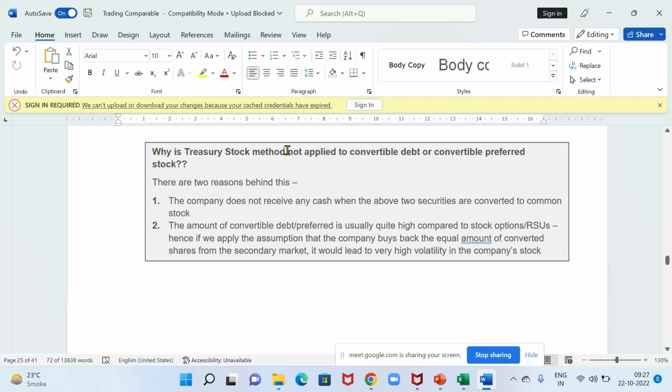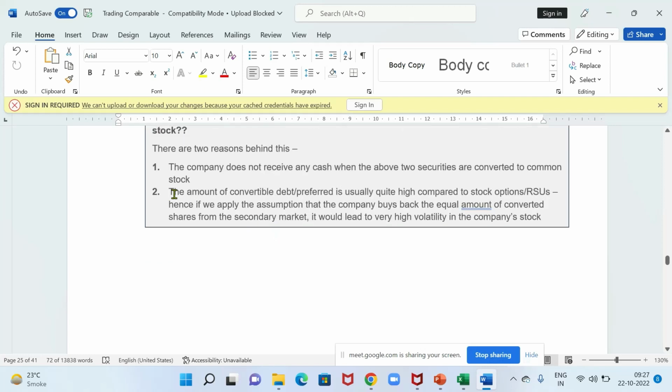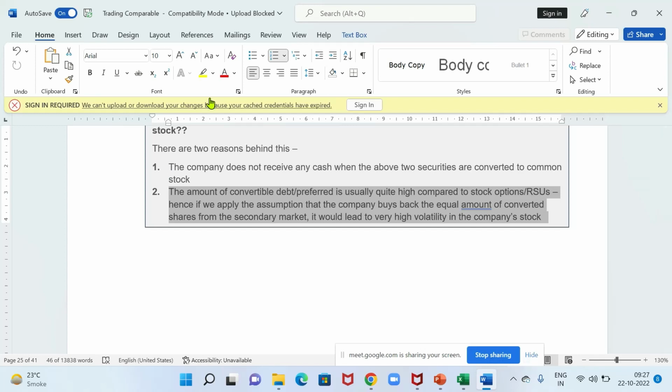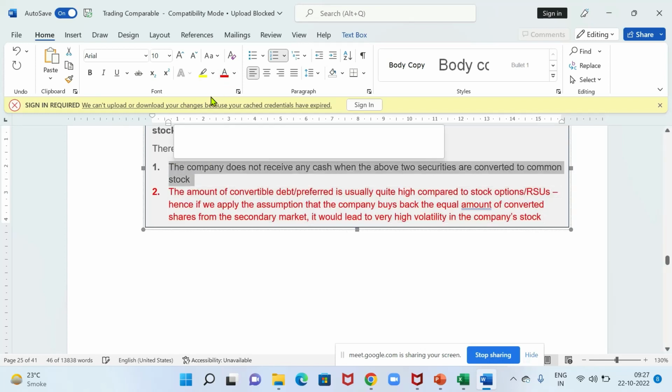Why is treasury stock not applicable? The company does not receive any cash when both the two securities are converted to common. The amount of convertible debt a company has is usually quite high compared to stock options and RSUs. If we apply the assumption that the company buys back an equal amount of shares from the convertible security, it would lead to very high volatility. So we will ignore this. Just stick to this. This is what you need to understand.